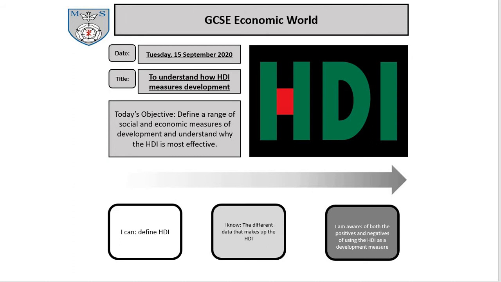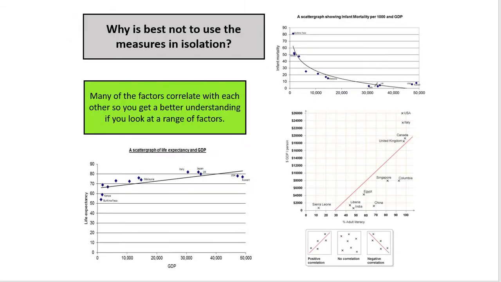Now, if you remember, we said that you should not look at those measures in isolation because they each only look at one thing. And the thing about these measures is they often link together. So if you look at some of these scatter graphs, we can see that there is a relationship between them.